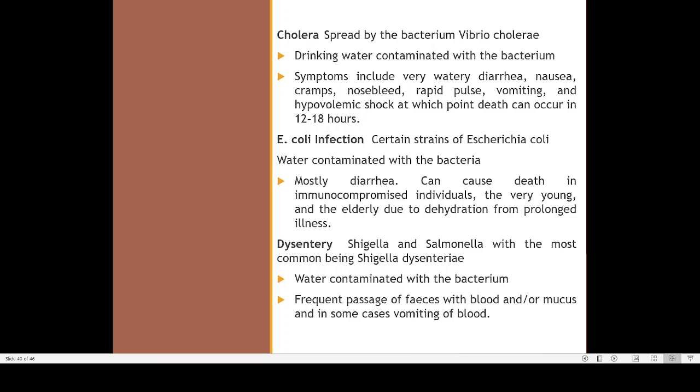Immunocompromised means, you might have heard about AIDS. In case of AIDS patients, the AIDS virus is attacking our immune cells. When the AIDS virus is attacking immune cells, the immune cells may not be able to protect our body from infection. So our immunity will be lost. Such people who have lost immunity are known as immunocompromised individuals, and also very young children and the elderly. Normally adults are more healthy, but very young children and very old people are both very vulnerable.